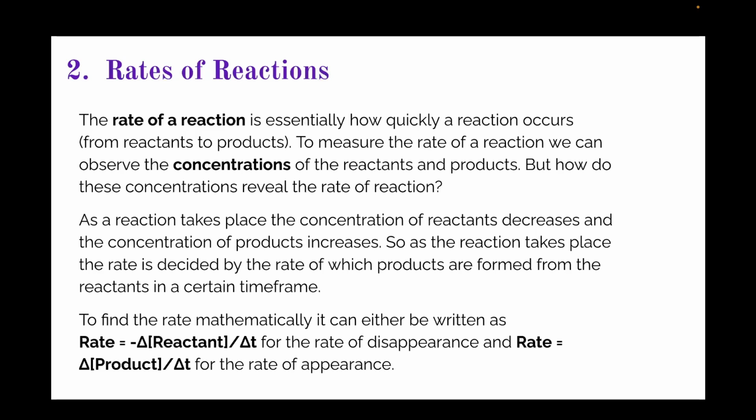Since the reaction is basically just reactants turning into products, the rate of the reaction, how fast the reaction happens, is basically how fast the concentration of the reactants decreases to become the concentration of products. To find the rate mathematically, it could either be written as rate equals negative change in concentration of reactant over change in time for the rate of disappearance, and we'll get into that a bit later, and rate equals change in concentration of product over change in time for the rate of appearance. You can see that the rate of disappearance is negative, while the rate of appearance is positive. That's because the reactants are decreasing as the reaction takes place.